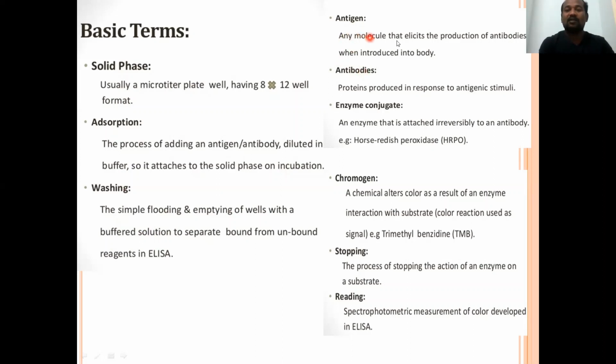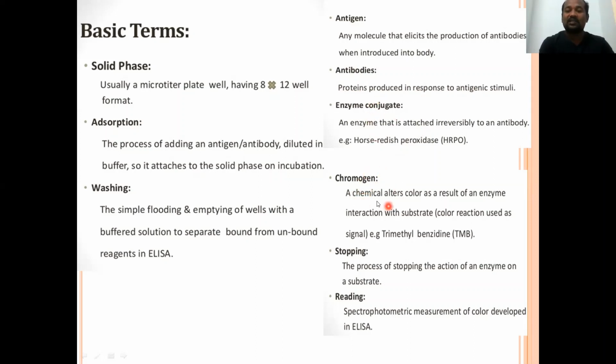Ultimately, an antigen is a molecule that elicits the production of antibodies. So it is normally present in the patient sample, and the antibodies are also present in the patient sample, right? These are the proteins produced in response to the antigenic stimuli. So the antibodies will be produced in response to the antigen. So the antigen will stimulate the production of antibody. Then enzyme conjugate. That means there is an enzyme, for example horseradish peroxidase, that will conjugate or attach to the secondary antibody. It's called an enzyme conjugate.